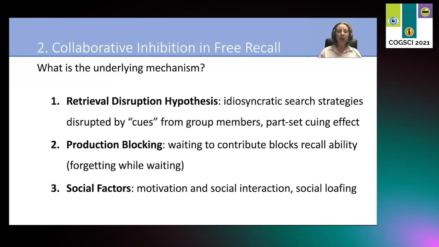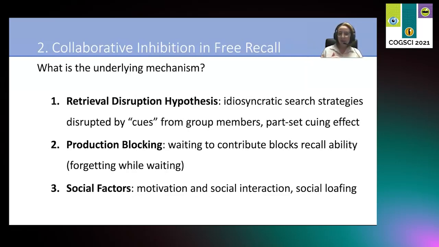So there are a few possible underlying mechanisms to explain collaborative inhibition. The first and foremost is the retrieval disruption hypothesis. This hypothesis posits that each individual member of a group has unique search strategies and unique ways of organizing memory. And when they're presented with cues from group members, their search strategies are disrupted and their recall suffers.